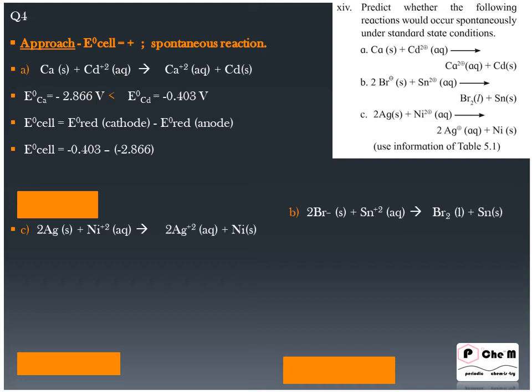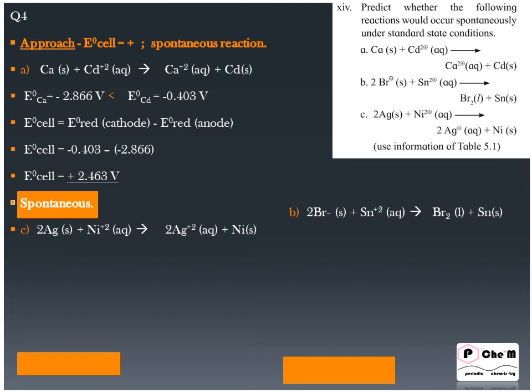Now we will be using the formula for E0 cell to find the standard cell potential. So E0 cell is equal to E0 reduction of cathode minus E0 reduction of anode. By plugging the values in the equation, we get minus 0.403 minus minus 2.866. After calculating, we get our final answer as plus 2.463 volts. So the standard cell potential for this reaction is plus 2.463 volts, and therefore this reaction is going to occur spontaneously. We have seen about spontaneity and the meaning of spontaneous reactions in my very first video.